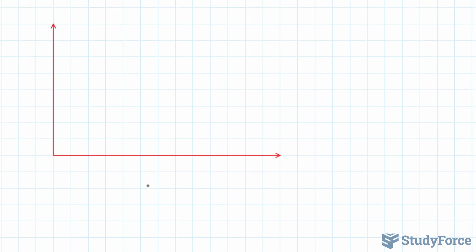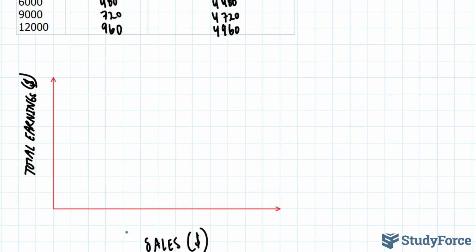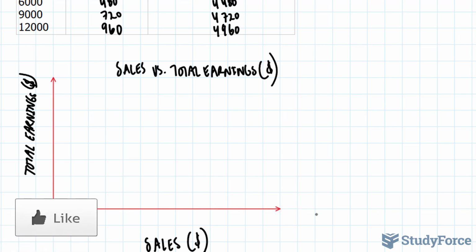We have our sales down here, and that's in dollars. Don't forget to add your units. And over here we have total earnings. And our title will be sales versus total earnings. Next, what we want to do is put in our intervals. We'll start from 0 and 0, and you should always start at 0 and 0. And every 3 blocks will be $3,000.